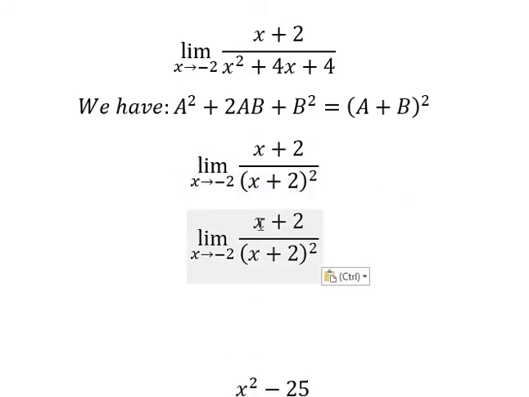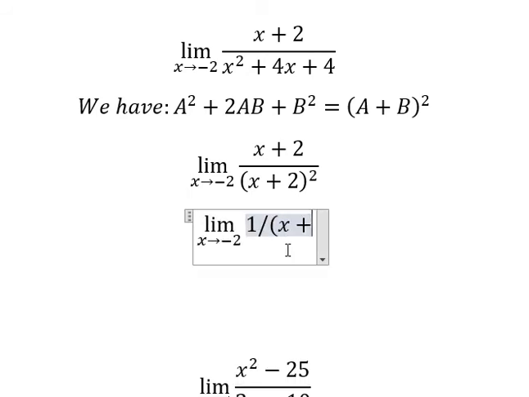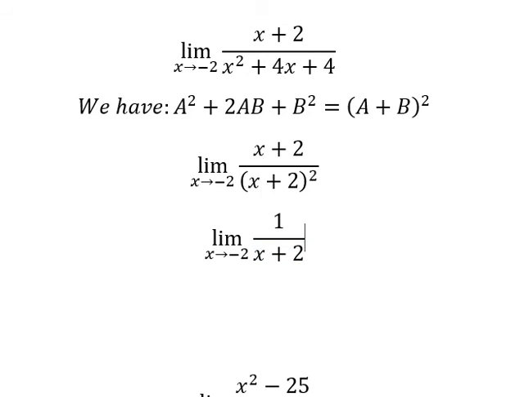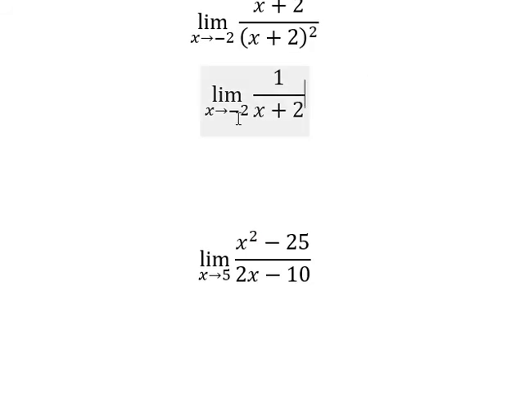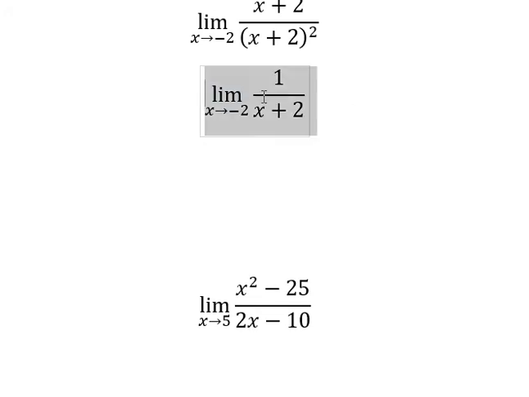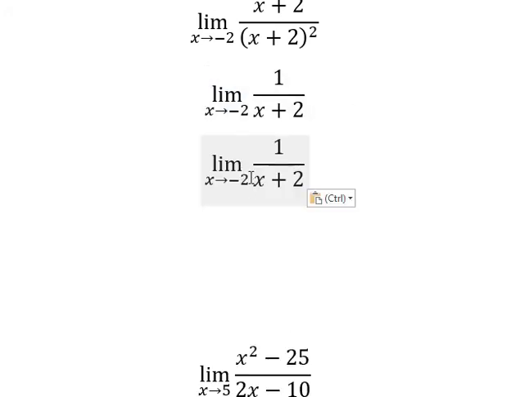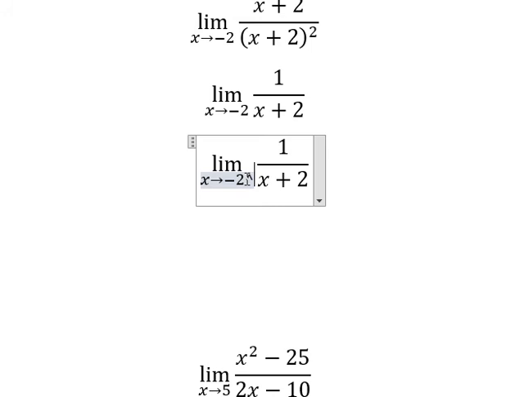And now we need to simplify x plus 2 on numerator and denominator. We see that if we put negative number 2 in here, you get 0. So in this situation, we can consider the limit on the left and the limit on the right.